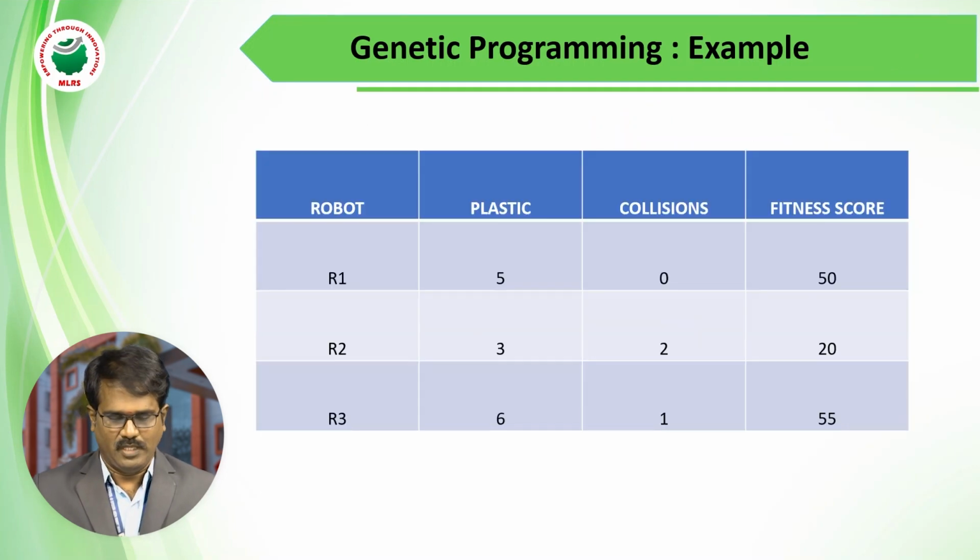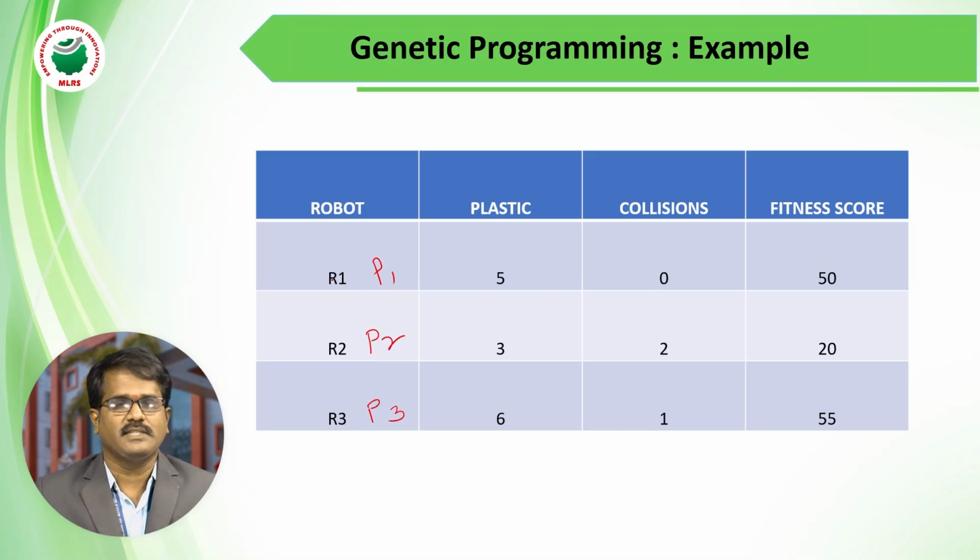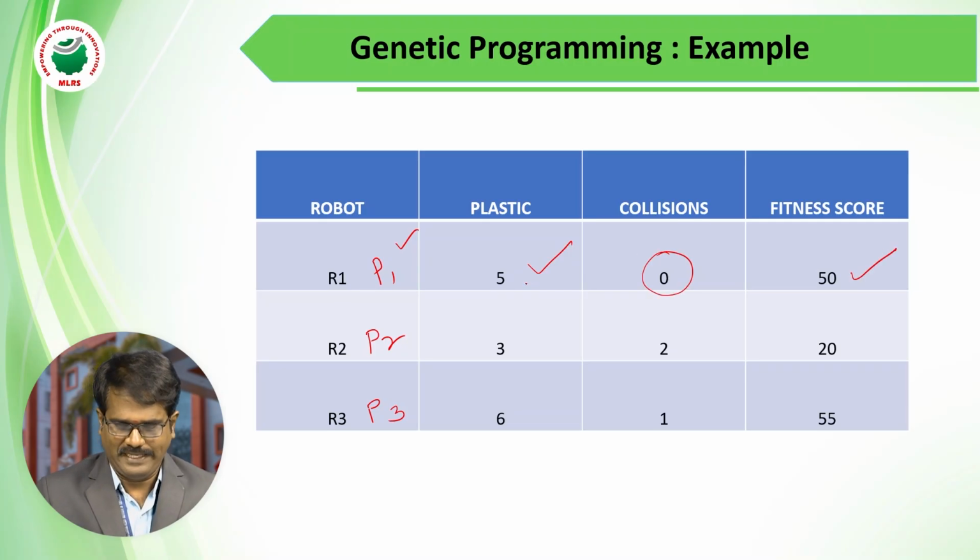Now we will see. Suppose here I am taking 3 robots. 3 robots are nothing but 3 programs: P1, P2, P3. R1 uses the P1 program, R2 uses the P2 program, R3 uses the P3 program. Like that, we can take 100 robots, or by using a single robot, we can evaluate the 100 programs also. Now, I am considering only 3 robots with 3 programs. Suppose robot R1 collects 5 plastic items. There are no collisions, no crash. Then 5 times 10 is 50.